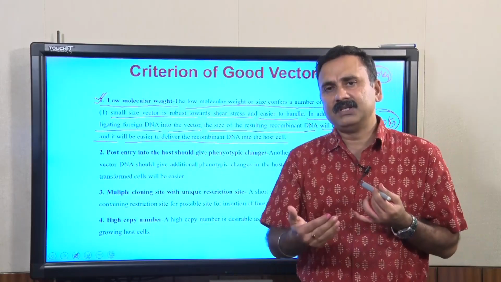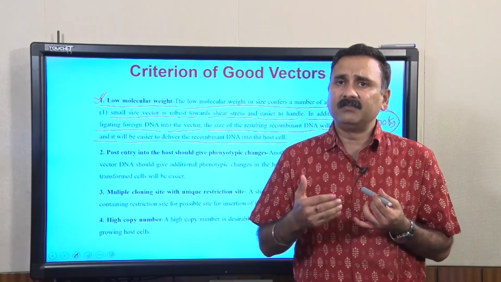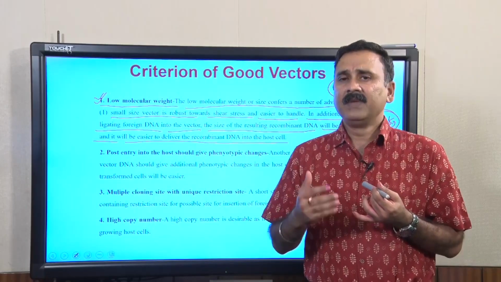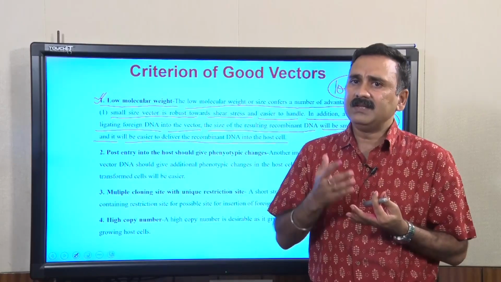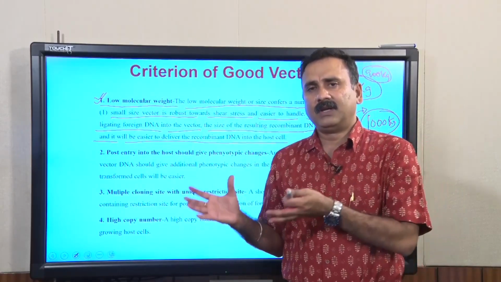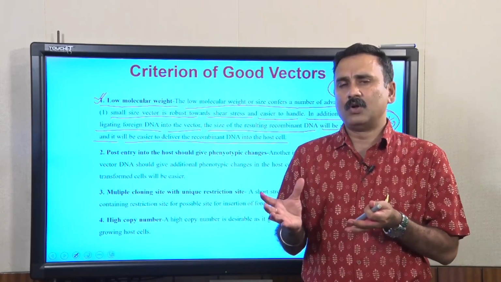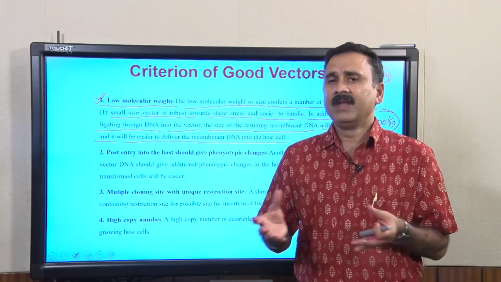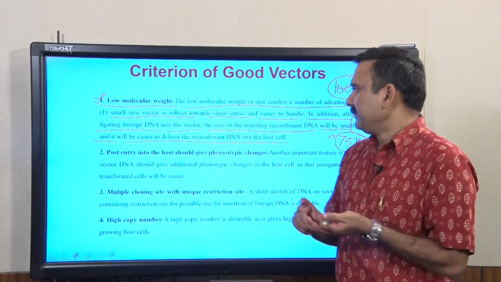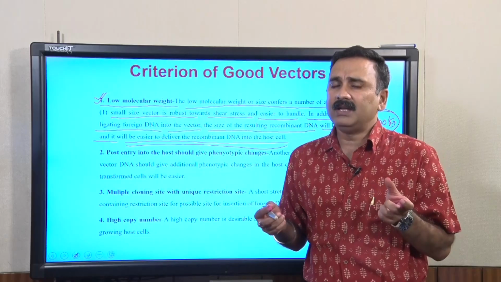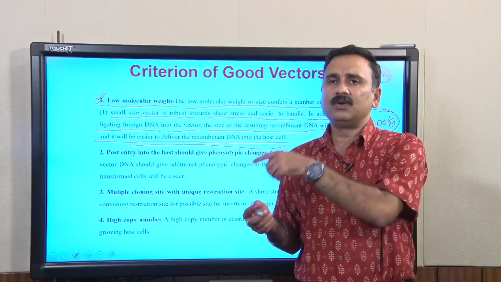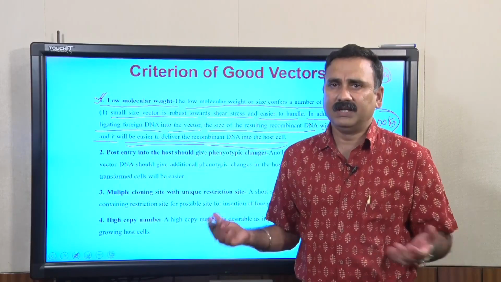And that has an additional advantage: isolating this type of vector is easy, and transforming the resulting recombinant DNA is easy, because the recombinant DNA is also going to be smaller in size, and at the end the transformation is going to be very easy. On the other hand, the manipulation of this smaller DNA is going to be easier compared to the manipulation of larger DNA.